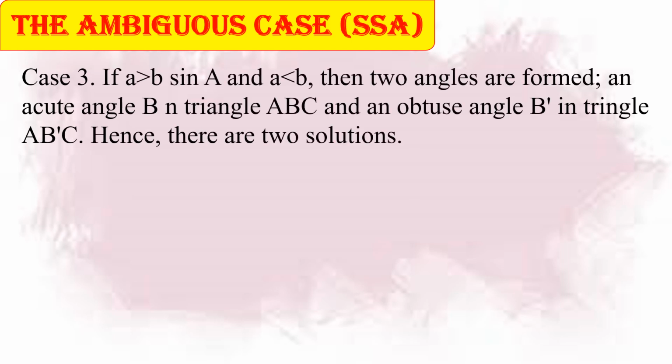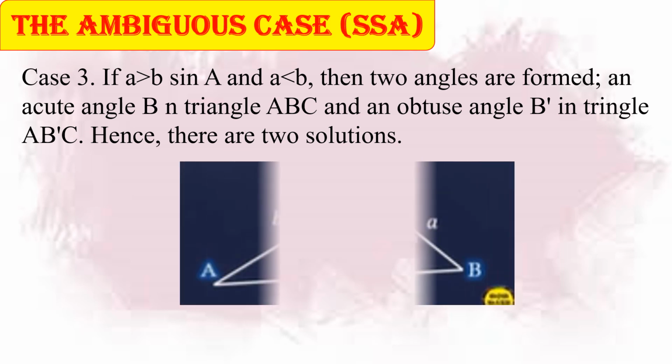Case number 3: if A is greater than B sine A, and A is less than B, then two angles are formed: an acute angle B in triangle ABC, and an obtuse angle B in triangle ABC. Hence, there are two solutions.